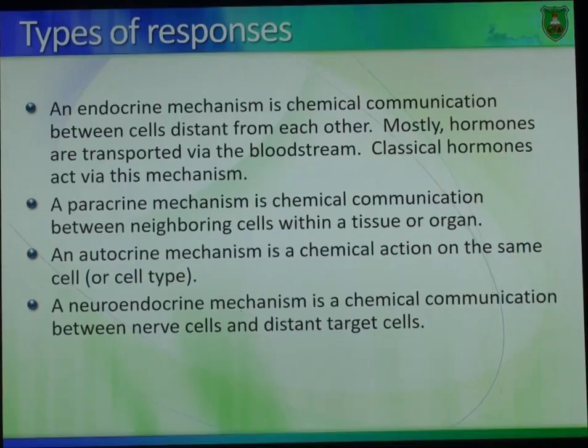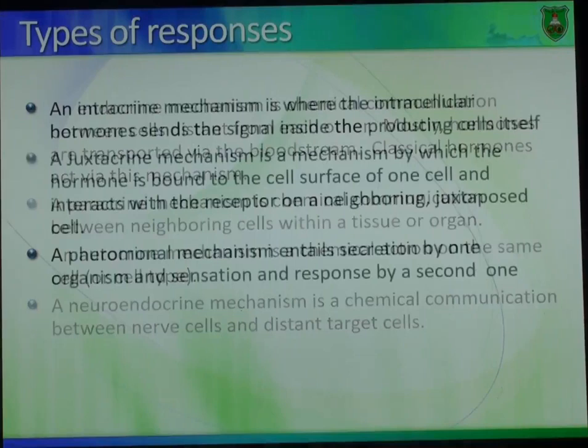Now, hormones can also function in an autocrine fashion, meaning that you have release of a hormone by a cell, and this hormone affects the same cell that produces the hormone, or it can affect a nearby cell, but of the same type. This is an autocrine mechanism. We have a neuroendocrine mechanism as well, whereby you have communication between nerve cells and the distant target cells.